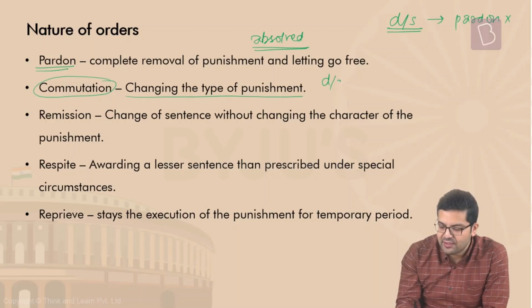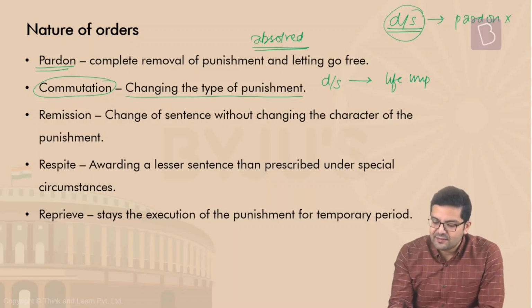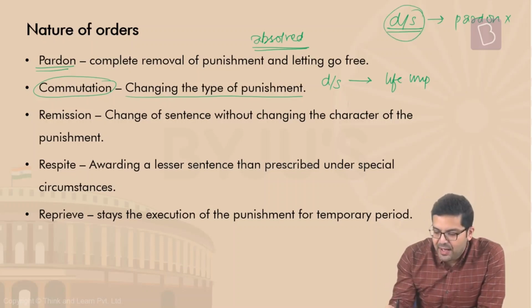So if you are given a death sentence, it will be modified into, say, a life imprisonment or 14 years in jail. Now this is a punishment of a different character. You are being imprisoned, not being killed. That's the difference. So ideally, all death sentences are commuted. And let's come to the real catch here. A president can pardon the death sentence.